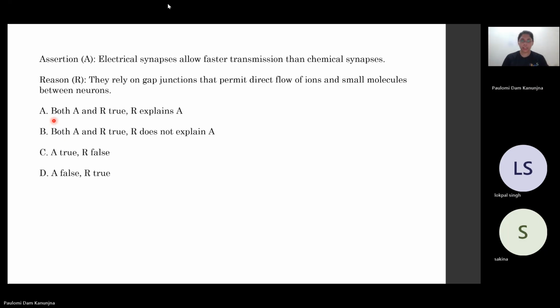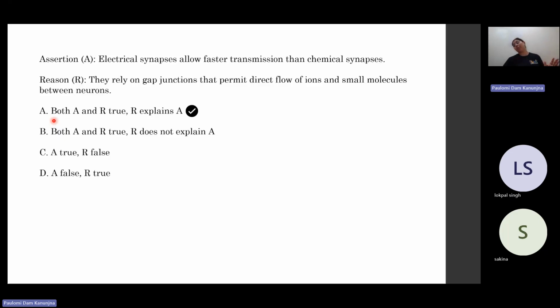Right. So you have electric synapses, and they are gap junctions. So what is an electric synapse and what is a chemical synapse? The electrical synapses are when the neurons are connected by their cytoplasmic connections. And because it is cytoplasmic, it is traveling faster, right? Because there is direct flow of ions between the neurons.